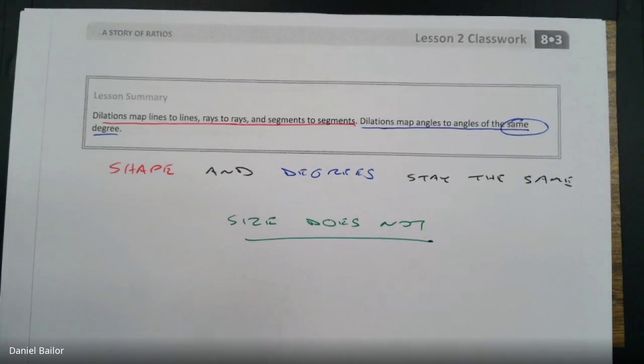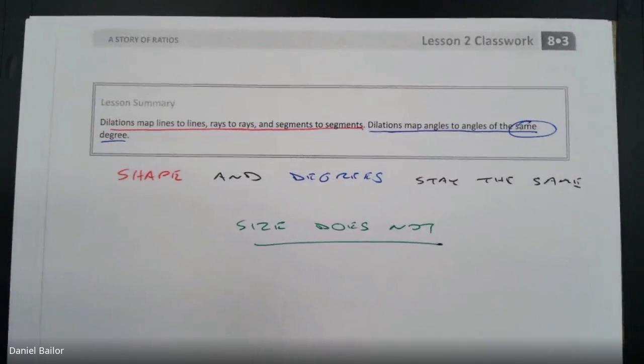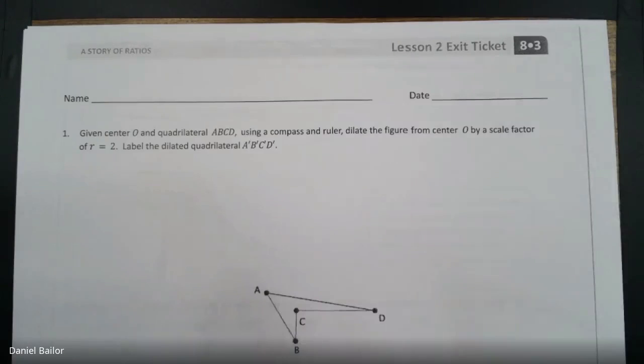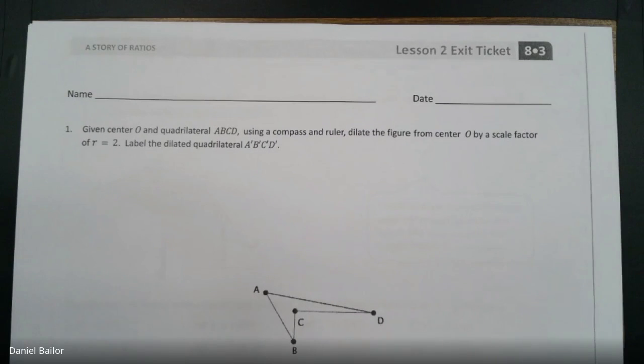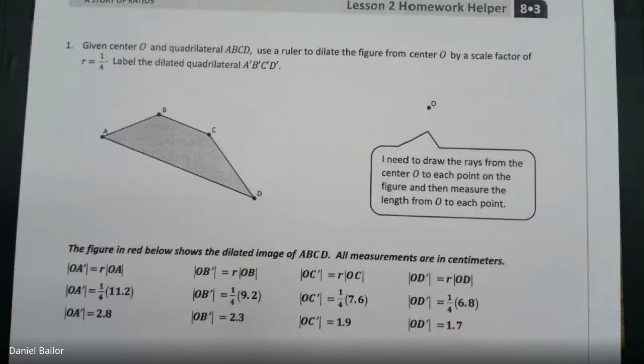Okay, so that's the lesson summary. Hopefully you've all caught up with your notes and everything. We are ready to talk about the problem set and the exit ticket right now. Page 17 is the exit ticket. The homework helper, page 19, is actually a few pages, which means they give you a lot of help. They give you some example problems.